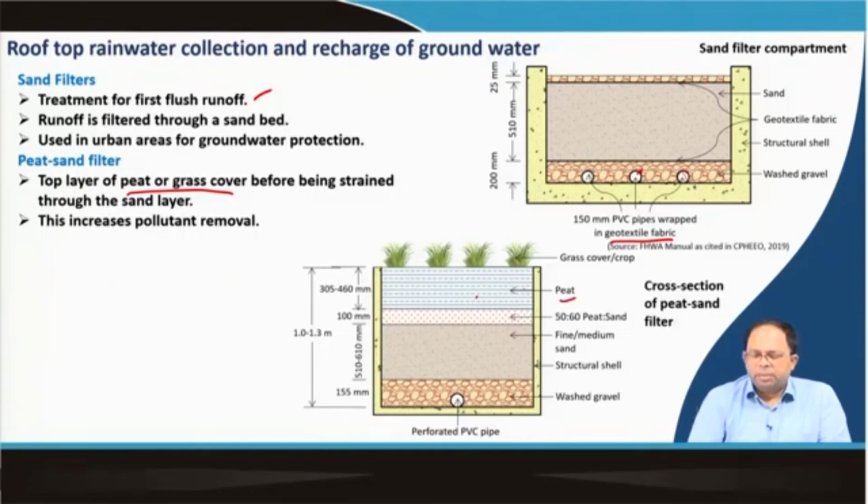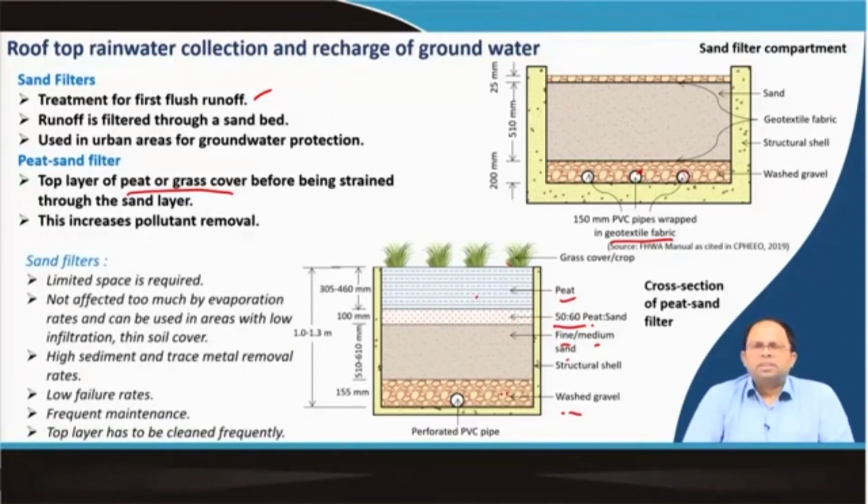Then there is a peat layer, purely peat, then there is grass cover, and this is usually a loose material based on this vegetation. And then we have a 50:60 ratio of peat to sand layer, and then finally we have a fine or medium sand layer, and then the washed gravel below that. So, this is the system of a peat sand filter, which is similar to a sand filter, but a slightly different design.